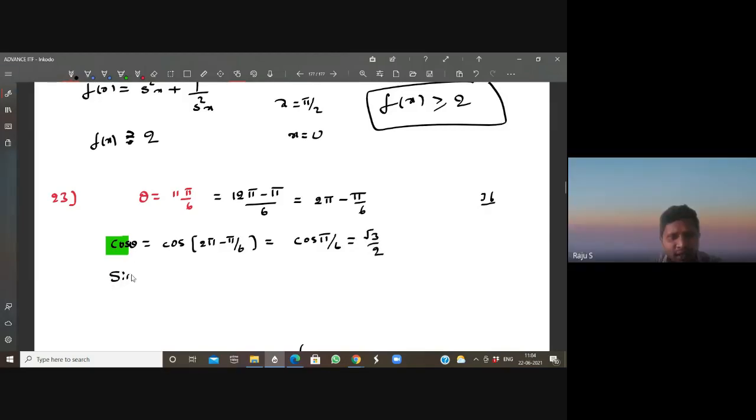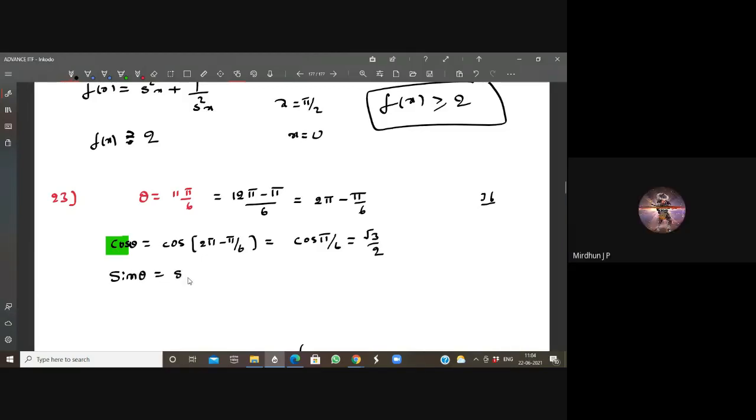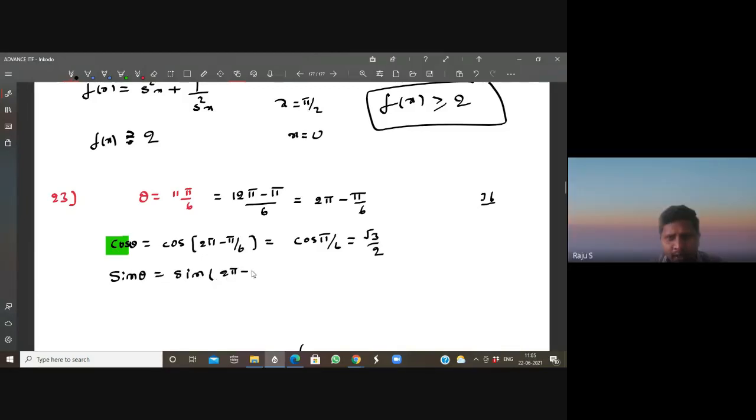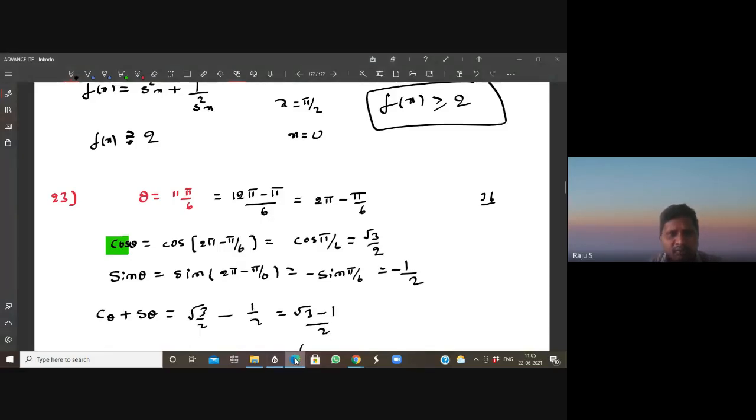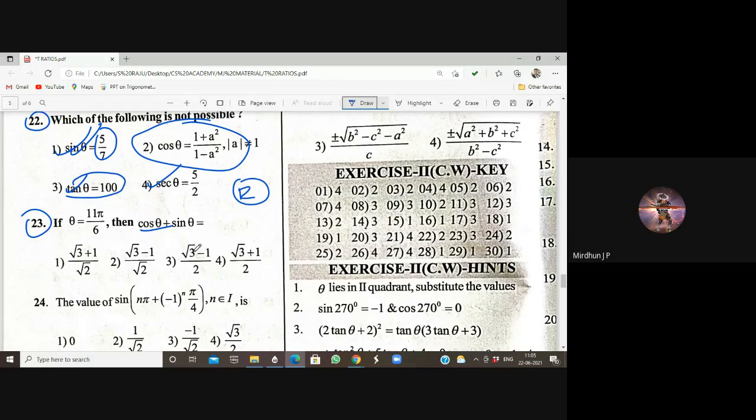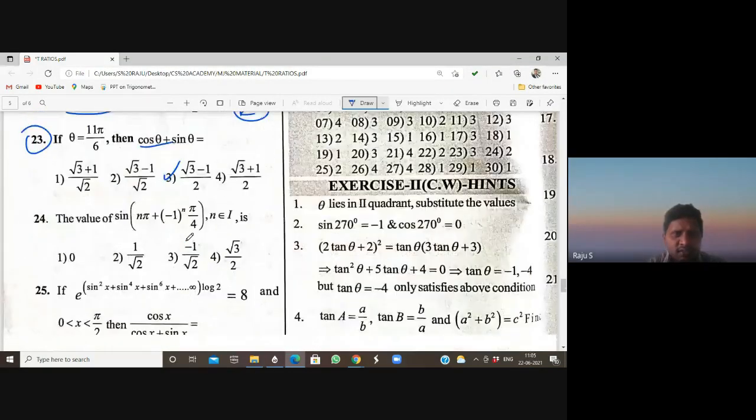Right. In the same way, what is sin theta then? Sin of 2 pi minus pi by 6. Is it plus 1 by 2 or minus 1 by 2? Minus sin pi by 6. That is minus 1 by 2. Students, you should do this very carefully. The question is cos theta plus sin theta, right? So that is root 3 by 2 minus 1 by 2, which is equal to root 3 minus 1 by 2. So which one of the following options is correct? Third option. That's all. The next, 24th question.